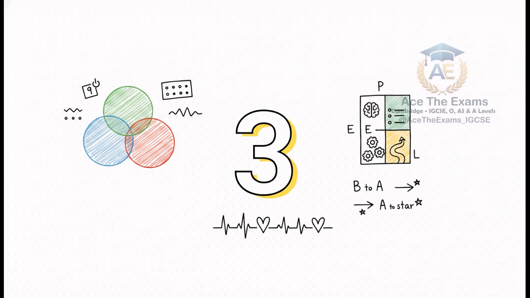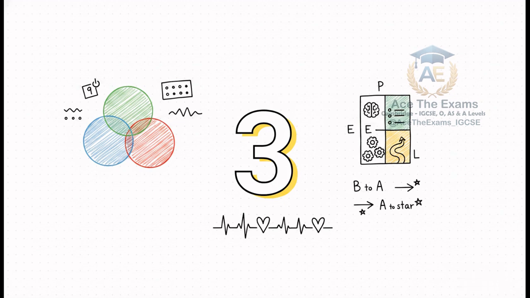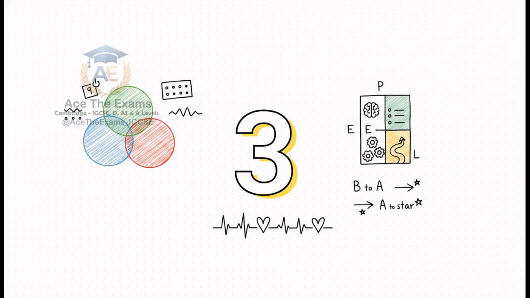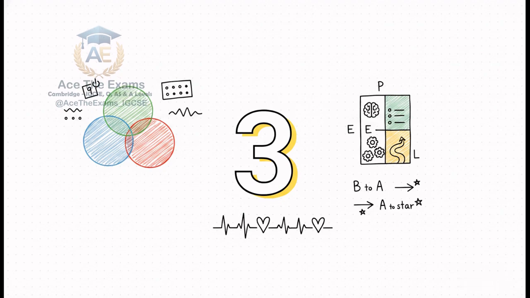3 marks might not sound like a huge deal. But in the Cambridge grading matrix, 3 marks is incredibly often the exact difference between a B and an A, or an A and an A star. Every single mark is a heartbeat. You must fight for every single one of them.